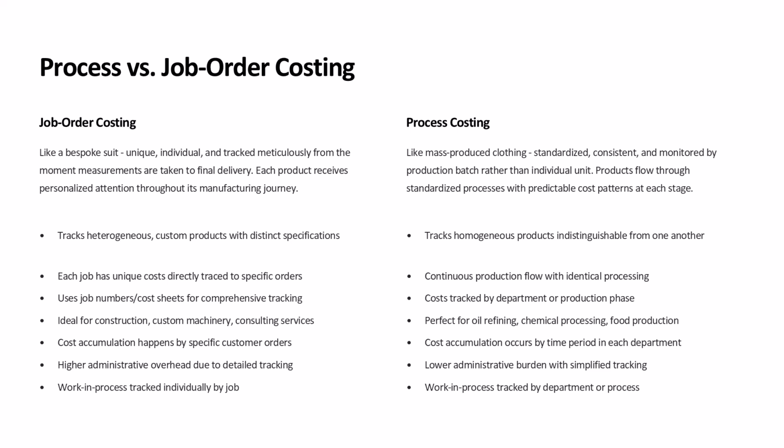The key distinction isn't in the accounting mechanics, but in the production flow. Job order handles heterogeneous, custom products, while process costing manages homogeneous products flowing continuously through standardized processes. Think of process costing as the accounting equivalent of a river system, tracking the flow of costs as products move downstream through various processing departments. Remember, folks, to learn accounting, you must do accounting. The choice between these systems isn't academic. It's driven by the fundamental nature of the production process itself.